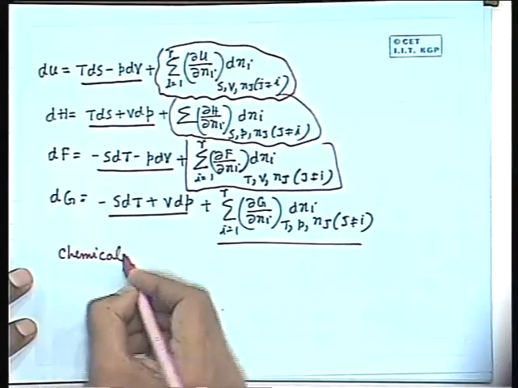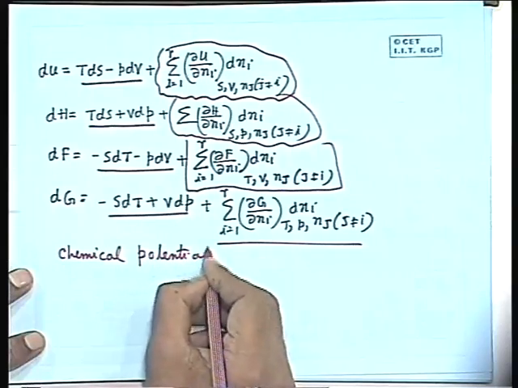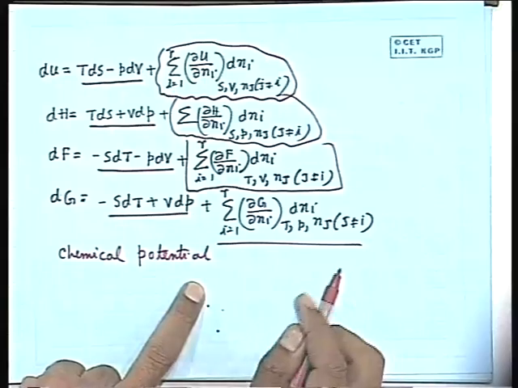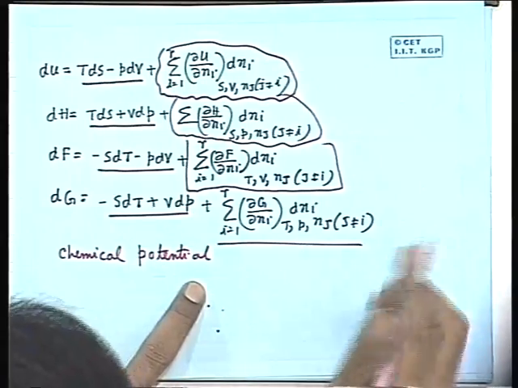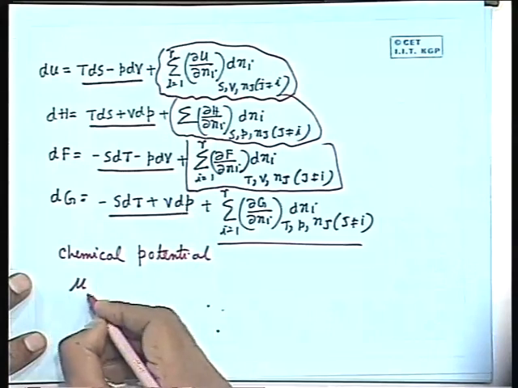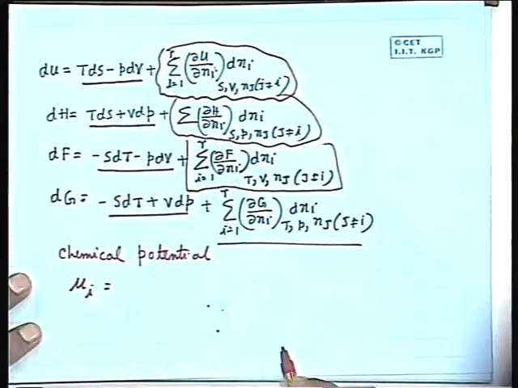First, this leads to the definition of chemical potential, and chemical potential is defined for a particular constituent or a particular component. That means each component has got a different chemical potential. So the chemical potential of the ith component, mu i, is defined as any one of these derivatives.